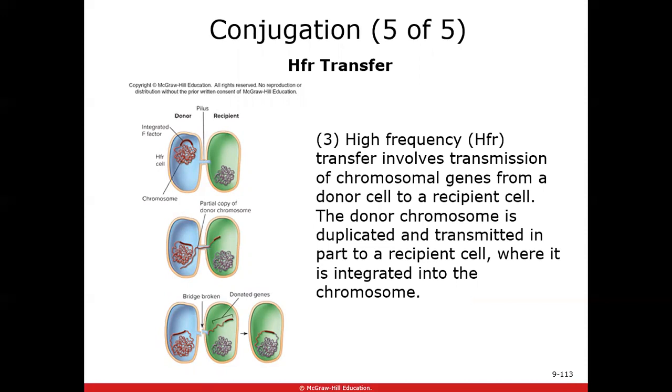And this is high frequency transfer, where the donor has an F factor integrated into its DNA, into its chromosome. It injects that portion into a recipient, and that gets incorporated into the recipient's chromosome. And so it forms two separate cells that both now have the F factor.